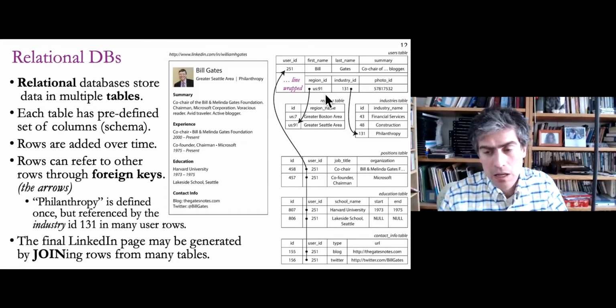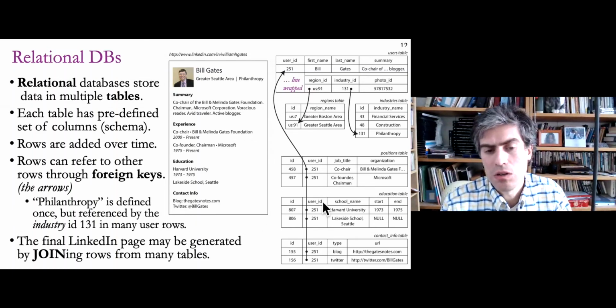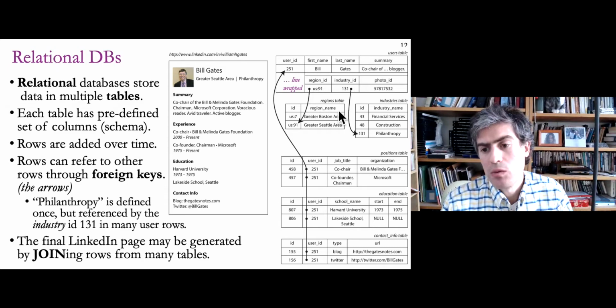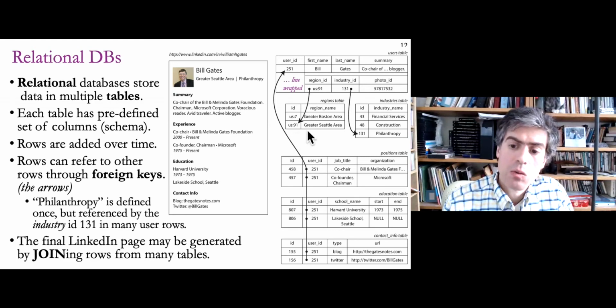But other information is actually references. Like the user ID 251, that's not really an inherent part of the data. That's more like metadata that is used internally to create links. And region ID also. For example, this user table doesn't say Seattle, it doesn't say philanthropy. Instead, it has region ID US 91 as a foreign key that points to a regions table. In the regions table, we have a list of different regions, and one of those is Greater Seattle area, which has a key, an ID US:91. So when this region ID for Bill Gates says US 91, it's referring to this row here. That's why we have this arrow pointing.